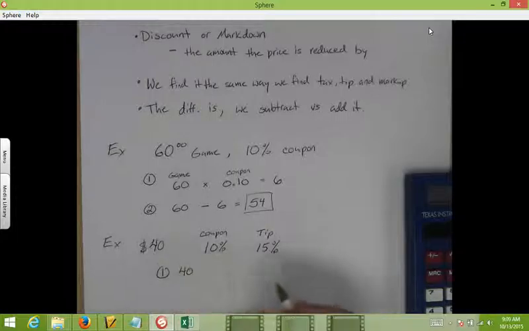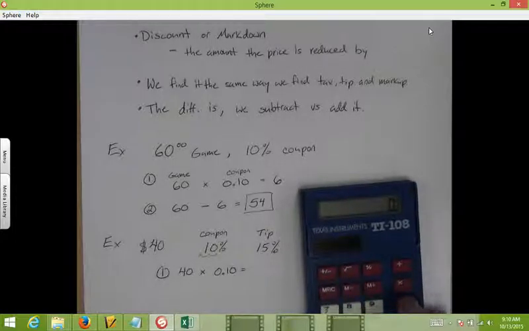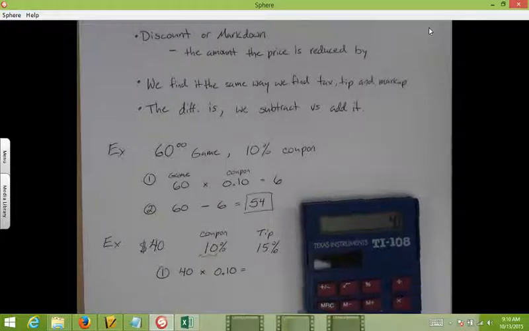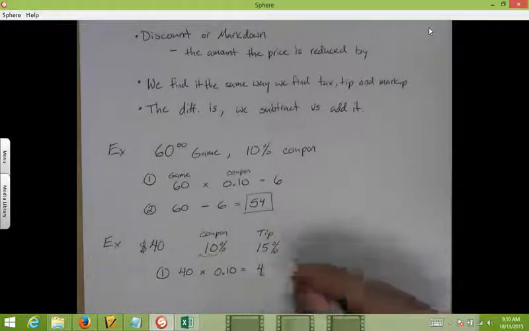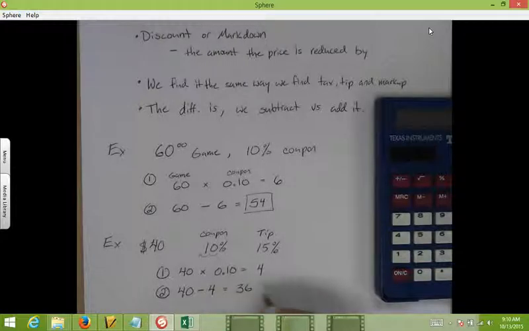So we take our $40, that's the amount for dinner. We're going to multiply it by our coupon written as a decimal. If we move this over twice, it's going to be 0.10. And when we multiply that, we get 4. So that means our coupon takes $4 off the cost of our meal. Step 2, we find out what the cost of the meal is. We're going to subtract what our coupon was worth. That means our meal is going to cost us $36.